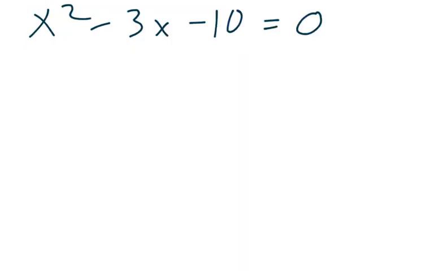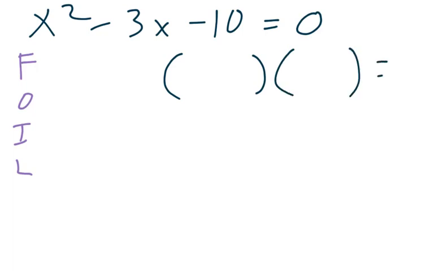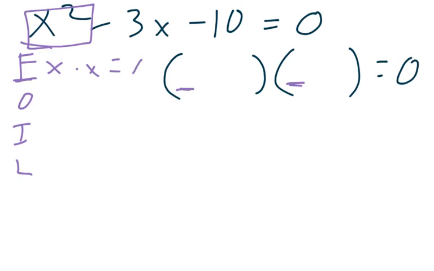Now this is an example of where we need to factor. And so remember, with factoring, we think about first, outer, inner, last. So we set up two sets of parentheses and we figure out what goes where. So this first is what gives us the x squared. So the two terms that are first in the parentheses, when they get multiplied together, they're going to give us x squared. So when we go x times x, we get x squared. So that tells me I'm going to put x's there.